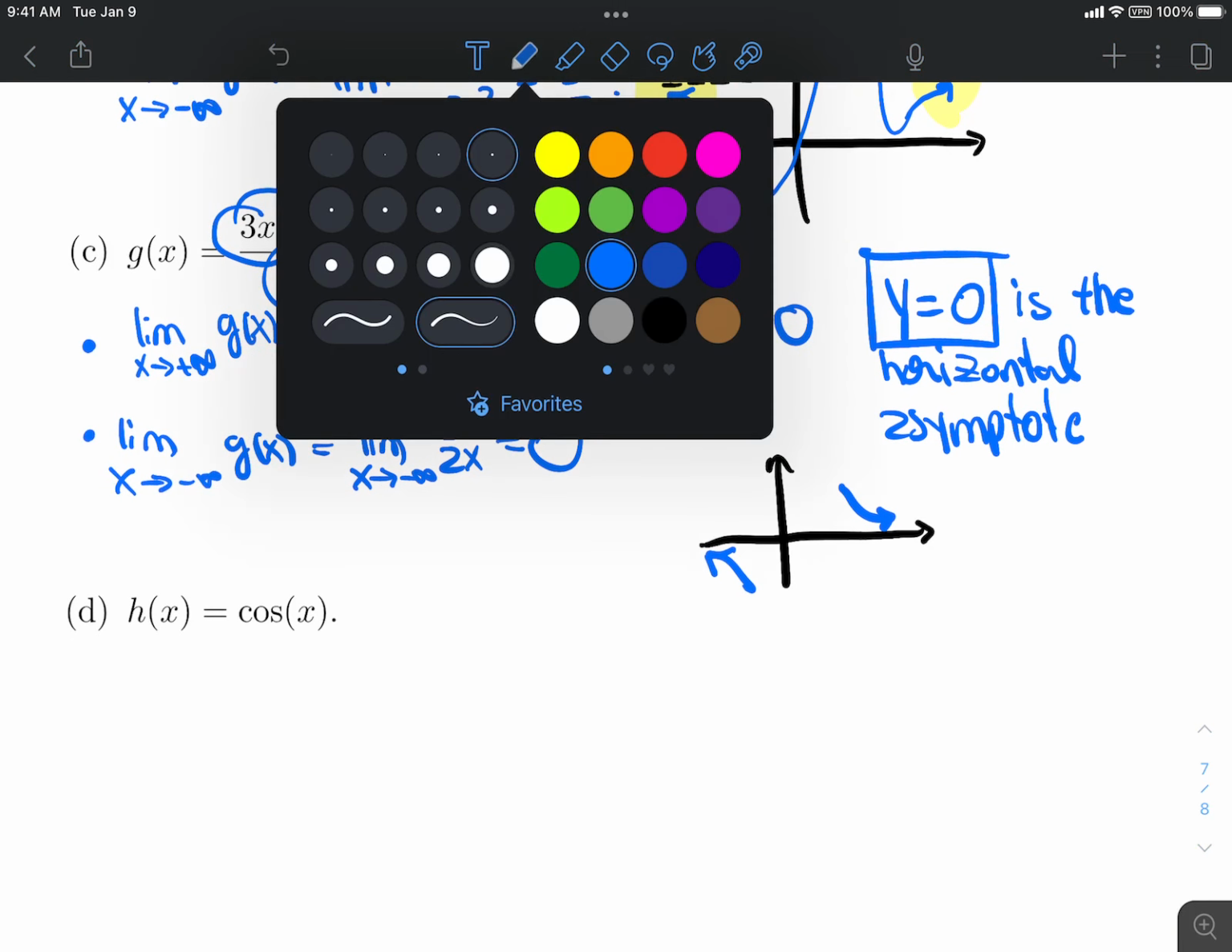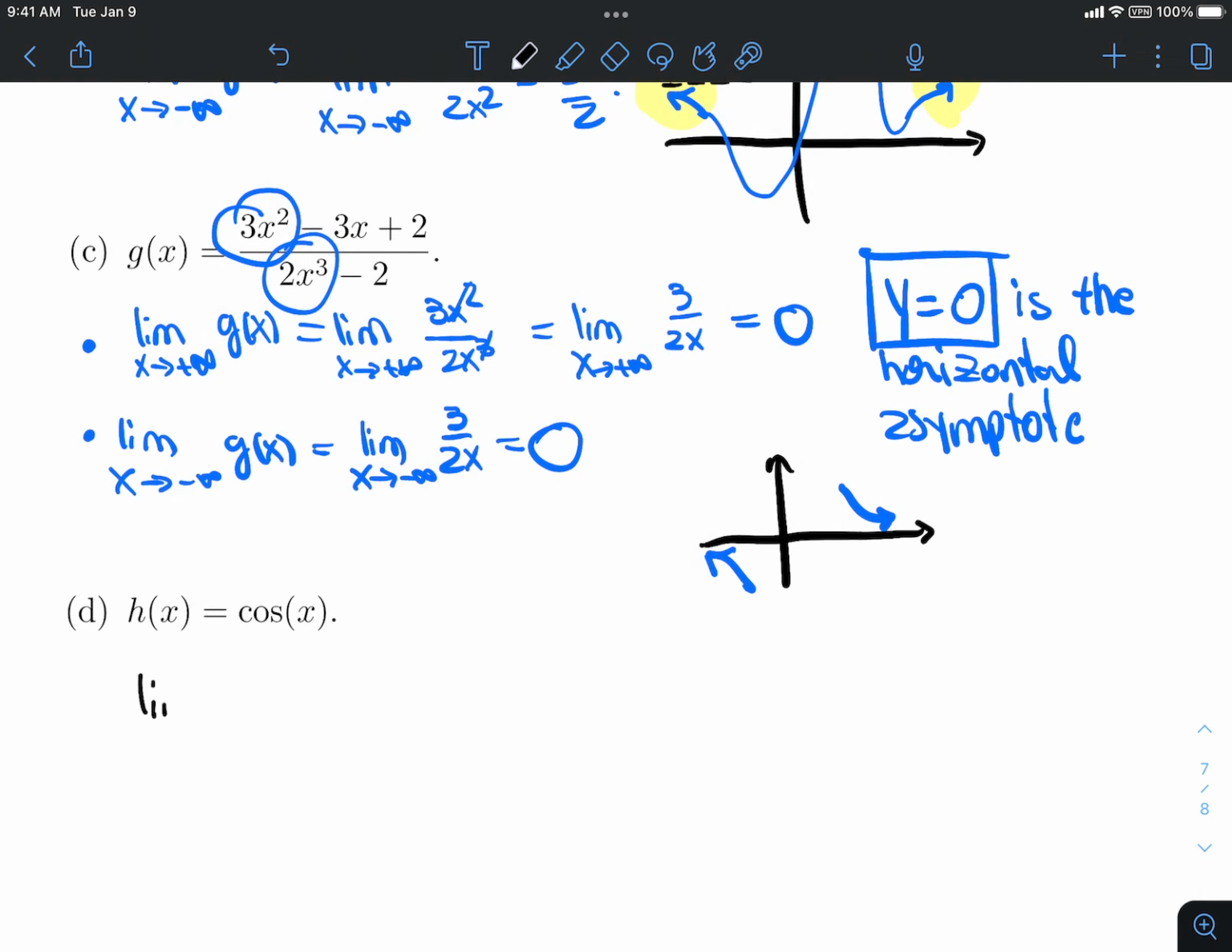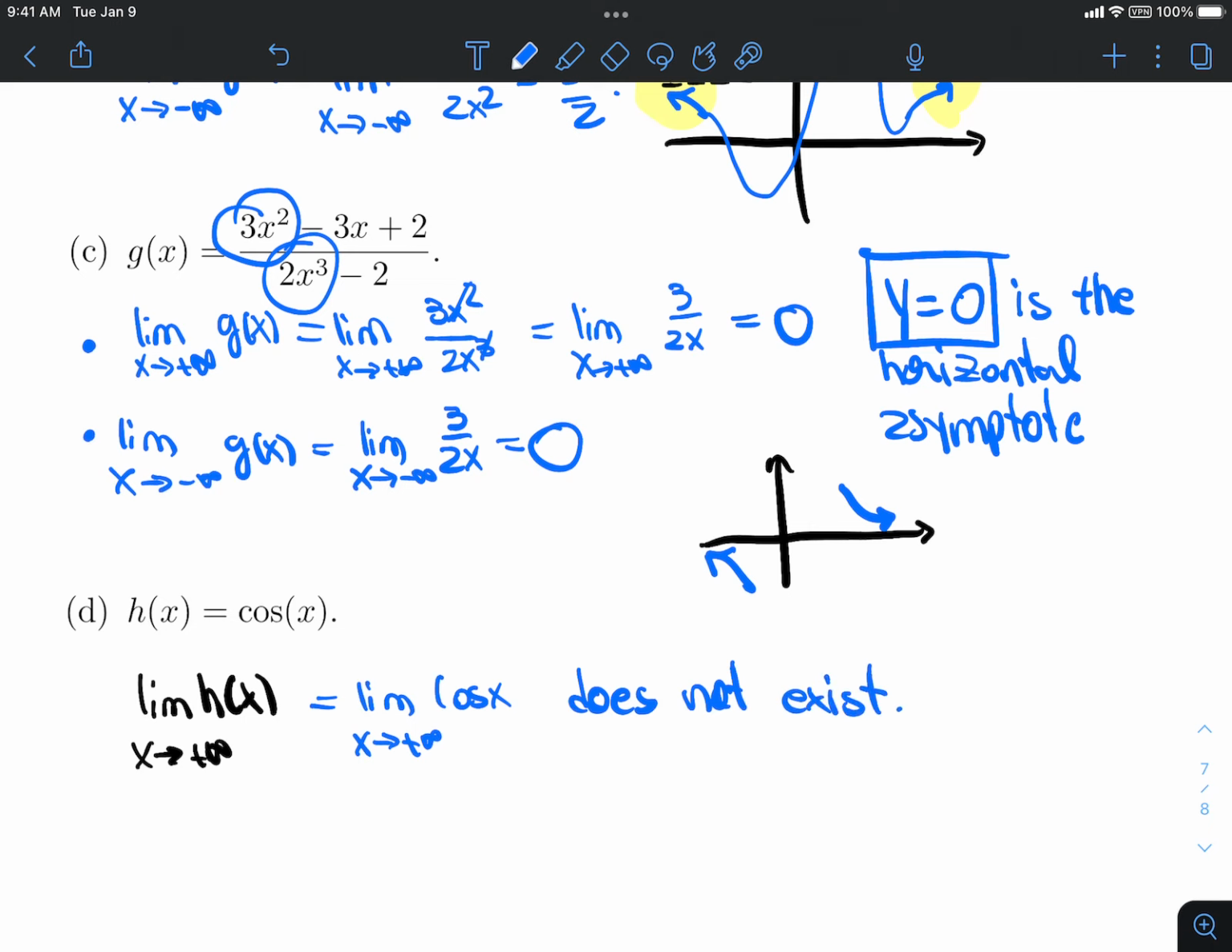Now our last one is the easiest one. Limit of h of x when x goes to plus infinity. We're going to do the limit when x goes to plus infinity of cosine x. We know what the graph of this thing is, so it does not exist because cosine oscillates non-stop between minus 1, 1, minus 1, 1, minus 1, 1. There's no one value that the cosine approaches. Right? There's no one number that it approaches.